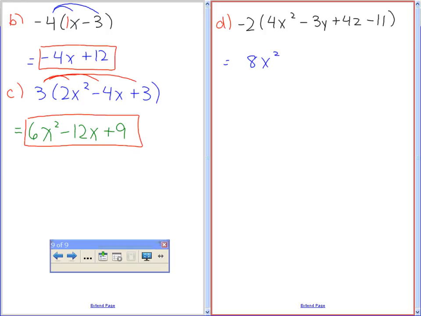Yeah, minus 6y. Okay. Plus 8z. Okay. How do we feel about that? All right. The 8 squared should be negative.